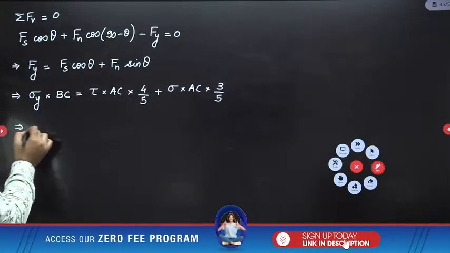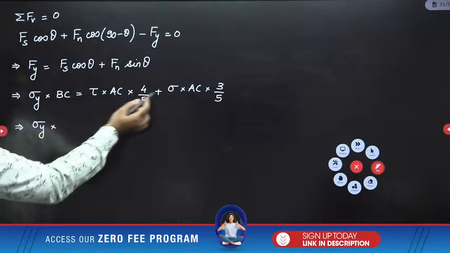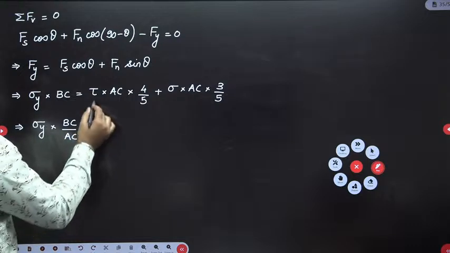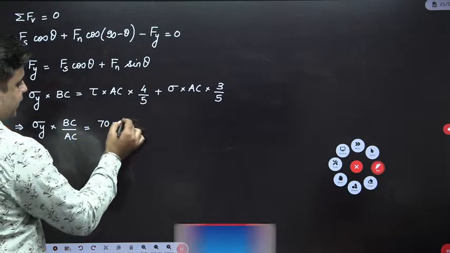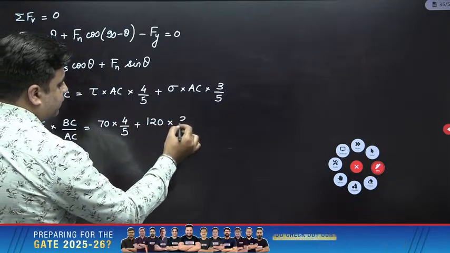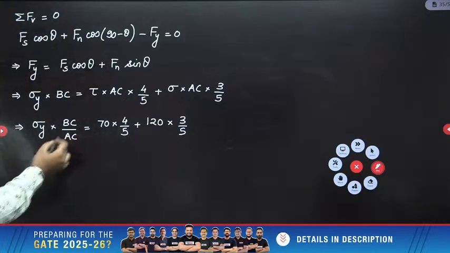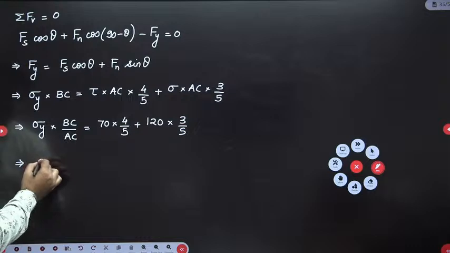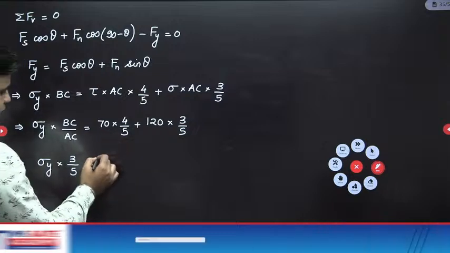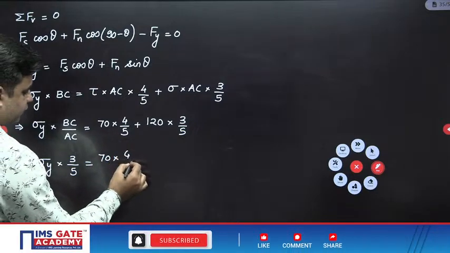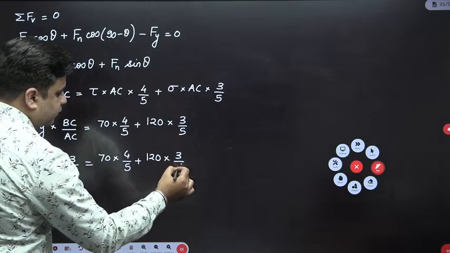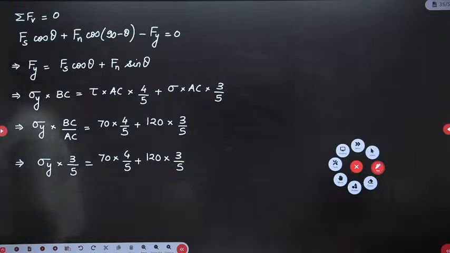Substitute all the values and please get me the value of sigma y. So you have sigma y. I will take out AC common, and here I have BC by AC is equal to, tau is 70, 70 into 4 by 5 plus 120 into 3 by 5. This BC by AC is 3 by 5. So you have sigma y into 3 by 5 is equal to 70 into 4 by 5 plus 120 into 3 by 5. Please calculate this and solve.